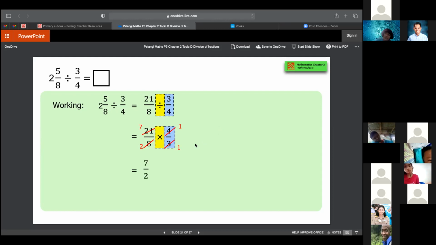We divide 7 divided by 2. So this is improper. We can get the mixed number. So answer is 3 and 1/2. 7 divided by 2 is 3, and then you have a remainder 1. So 3 and 1/2. So 2 and 5/8 divided by 3/4 is 3 and 1/2.